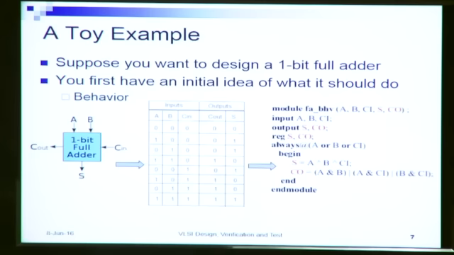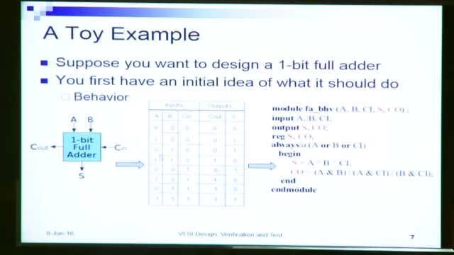So if we just take a toy example of what we have been taking, suppose we want to design a 1-bit full adder. First, we have an initial idea of what we want to do. We have two inputs A and B, a carry input, and we produce two outputs. One is the sum bit and one is the carry bit. It's a very simple 1-bit adder.